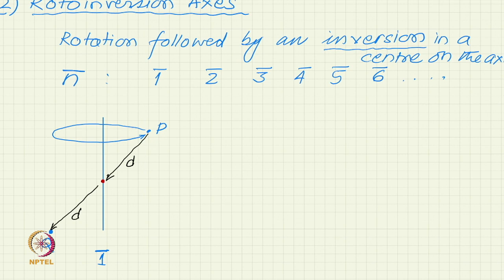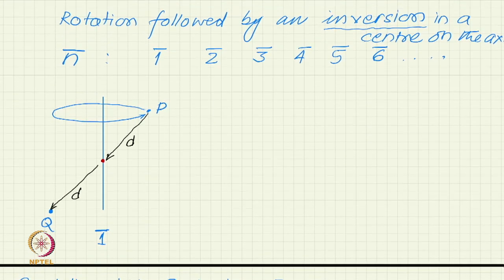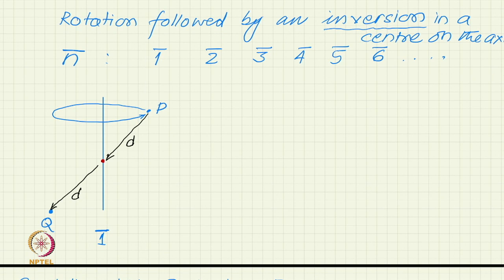Since 360 degree rotation was an identity, that didn't do anything. So just for the namesake we said rotate by 360 degree. If we would not have said rotate by 360 degree and said just invert into the red point, I would have still got from P to Q. So the operation 1 bar is just equivalent to an inversion center.